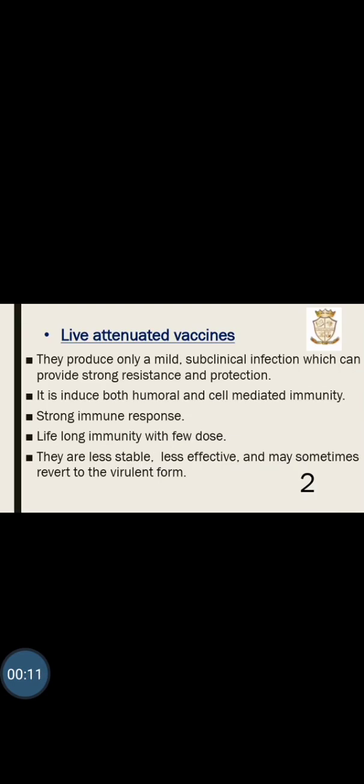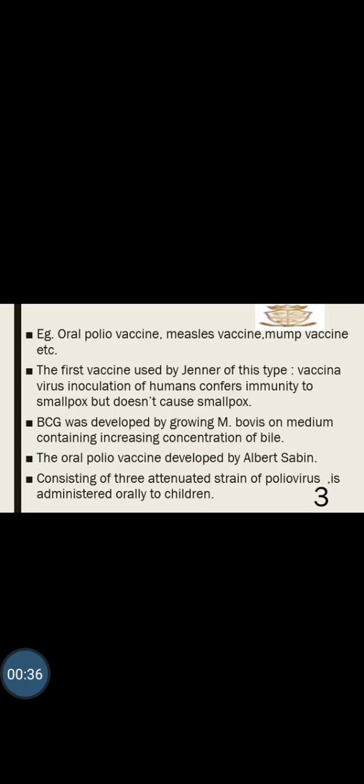First is the live attenuated vaccine. They produce only a mild subclinical infection which can provide strong resistance and protection. It induces both humoral and cell-mediated immunity, a strong immune response, and lifelong immunity with few doses. They are less stable and may sometimes revert to the virulent form. Examples: oral polio vaccine, measles vaccine.